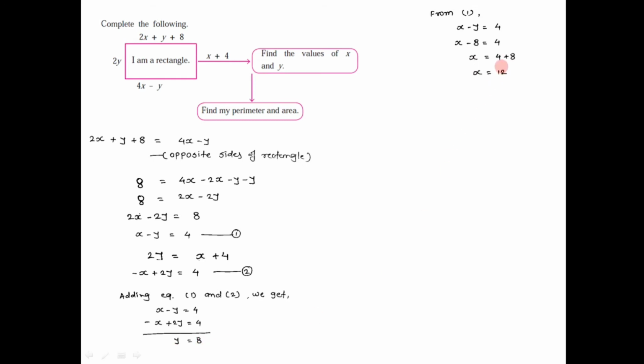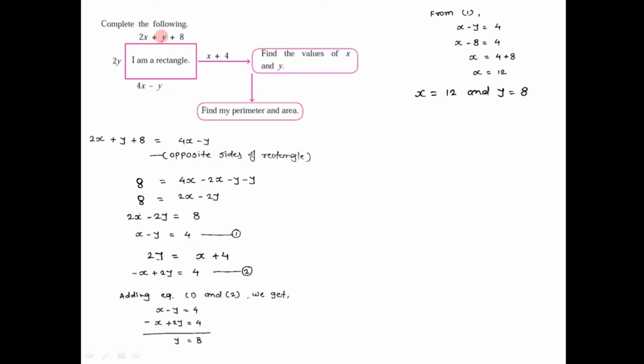These are the values of the variables which are involved in finding the length and the breadth of the rectangle. That means these are not the length and the breadth, but the values of those two variables. So this is the answer of the first question, that is find the values of x and y. Now to find the perimeter and area of the rectangle, we must find the length and the breadth. So firstly we should find the length.